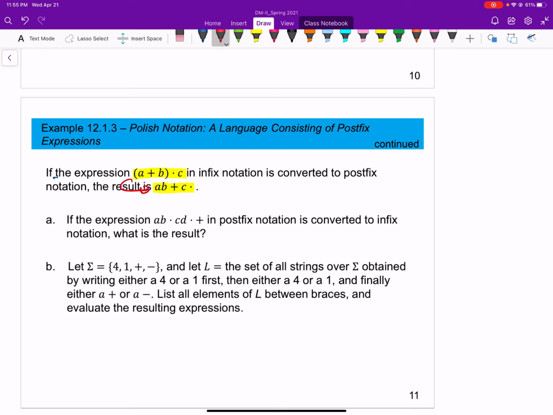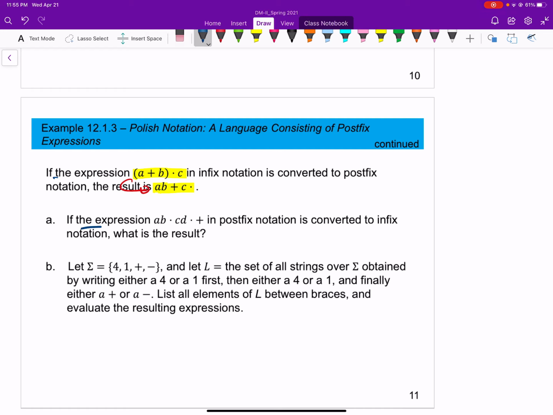If you write that in postfix format, that means the operator comes next, not at the beginning. The operator comes next: a b, and then plus, and then c. The operator comes next.